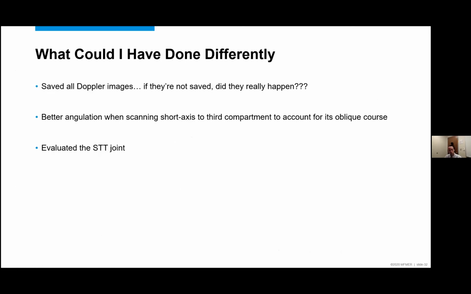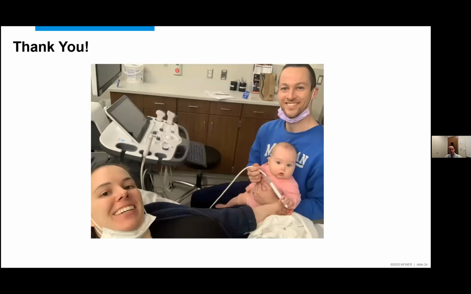We always do a quick debrief after our scans and procedures: things I could have done differently. I only saved that one Doppler image, so if they're not saved, did it really happen? I find scanning that third compartment in short axis to be pretty difficult. It always takes me a few times. And given the location of pain, looking at the STT joint might have been useful as well as the CMC joint. Then references, and I have to thank my wife and my scanning partner, Remy here. She's probably already better with the hockey stick than I am. And that is all I've got.